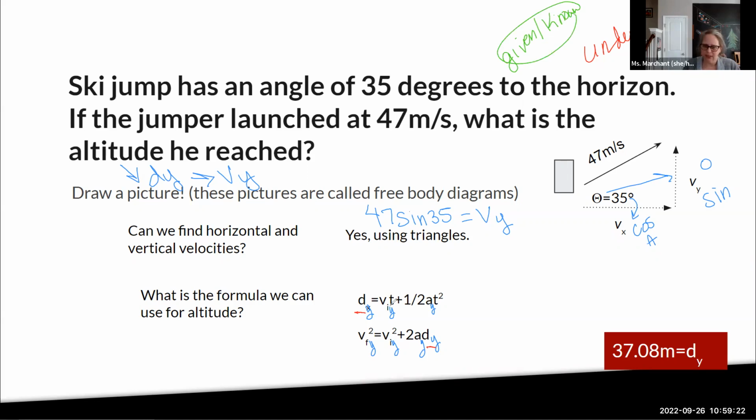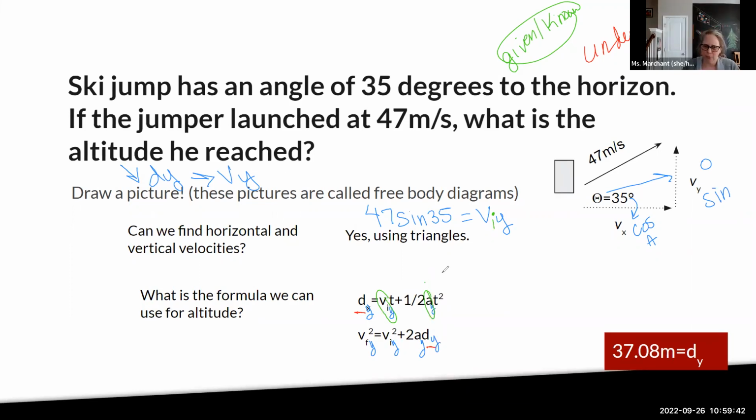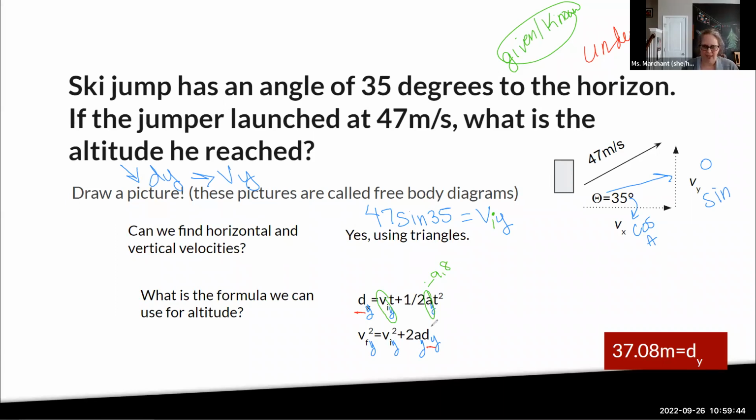Velocity initial in the y direction, that's what this guy is, because he was shot off at 47. So this isn't talking about the velocity at the halfway point or at the end. It's talking about it at the initial. Do I have a time? I do not. Do I have an acceleration? I do. We're going the opposite direction on our acceleration because gravity is pulling me down, making me slower, so it's negative.